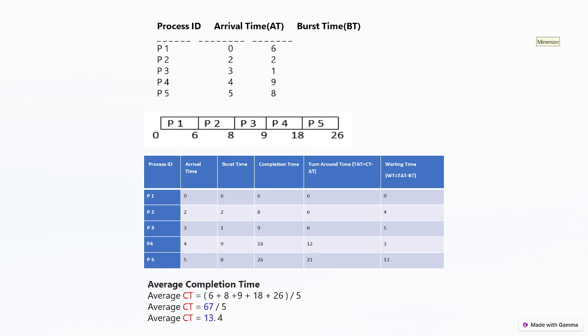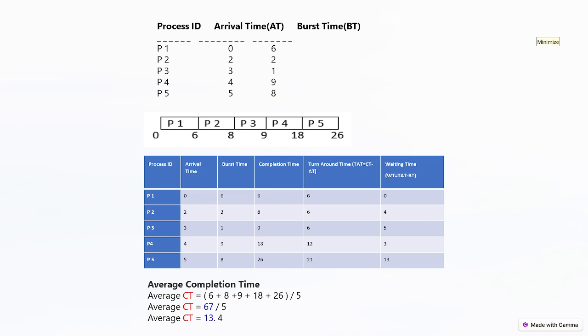So for P1, the arrival time is 0 and the burst time is 6. For P2, the arrival time is 2 and the burst time is 2. For P3, the arrival time is 3, burst time is 1. For P4, the arrival time is 4 and the burst time is 9. For P5, the arrival time is 5 and the burst time is 8.